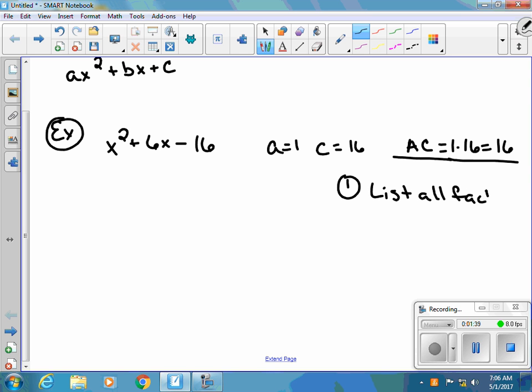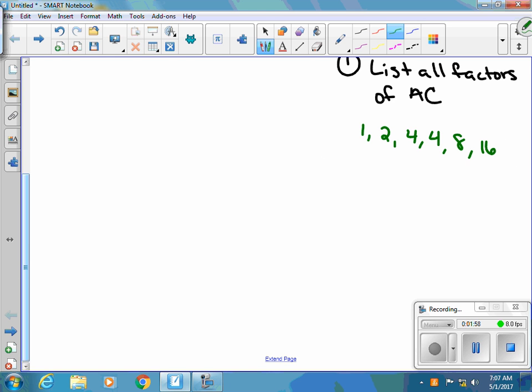So step 1, you need to list all factors of AC. Okay, so if I'm listing the factors of 16, I've got 1, 2, 4, I list 4 twice, and you'll see in a little bit why, 8 and 16. The reason why is because I'm going to group them together. So 4 times 4 gives me that 16. So that's why I list the 4 twice. Otherwise, it doesn't have something to pair up with. 2 times 8 gives me 16, and 1 times 16.